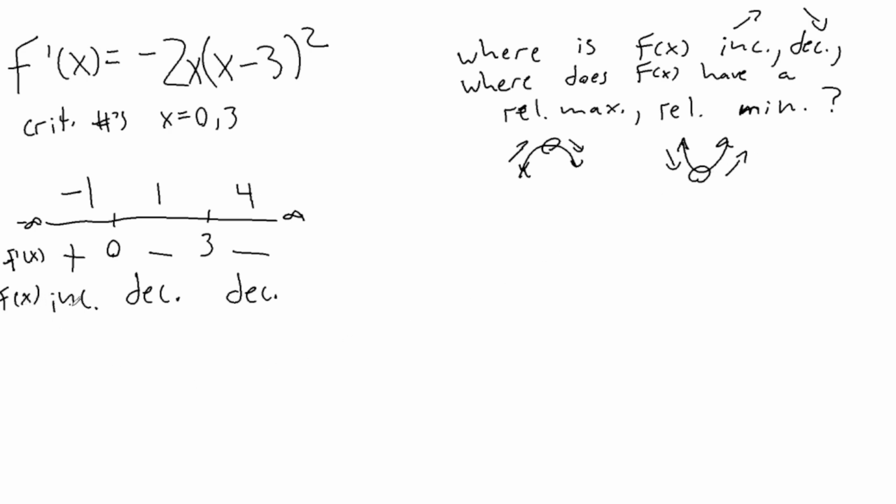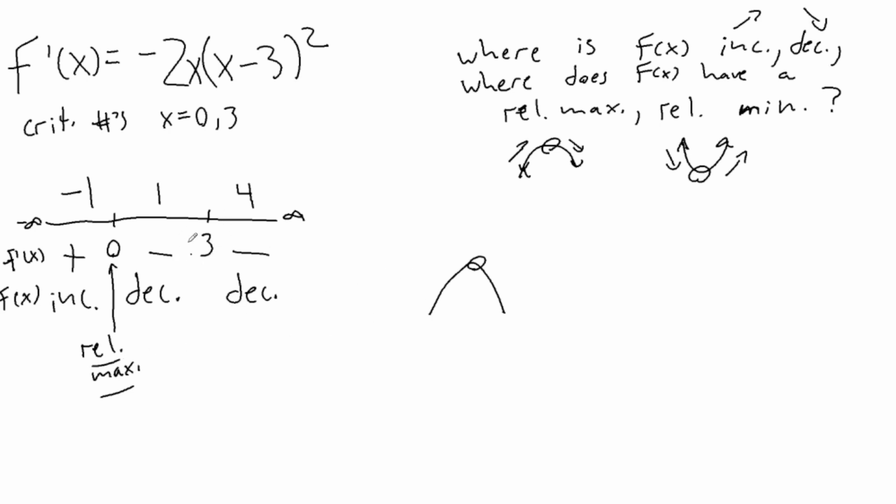So f of x goes from increasing to decreasing at 0, which means at 0 we have a relative maximum. Okay, boom, we found one of our relative maximums.